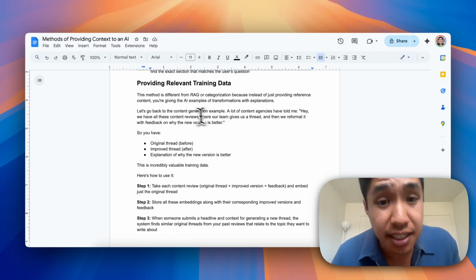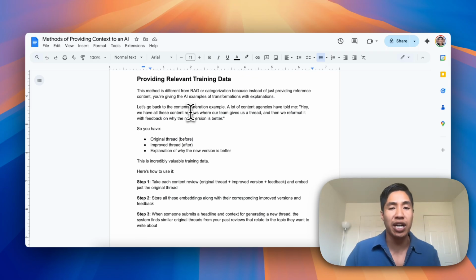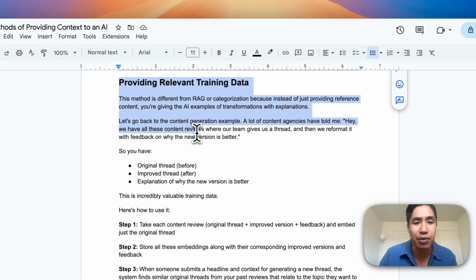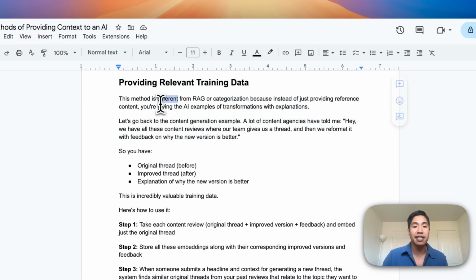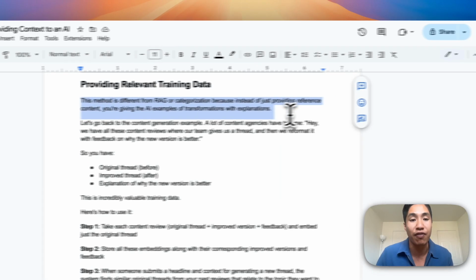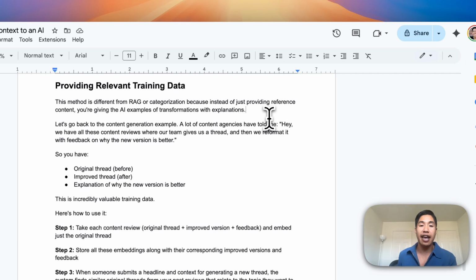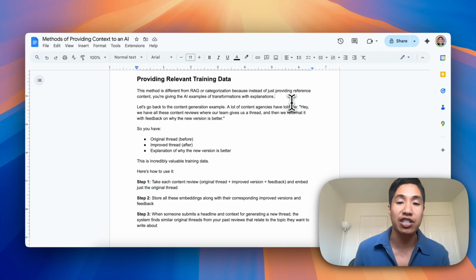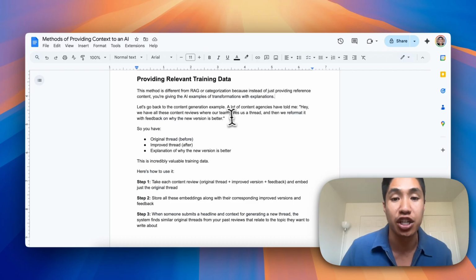Okay. The next way to provide context, and this is one I've actually been playing around with a lot, and it's been really helpful, is providing relevant training data. This method is a little different from RAG or categorization, because instead of just providing reference context, you're giving the AI examples of transformations with feedback and explanations. So let's go back to the content generation example.